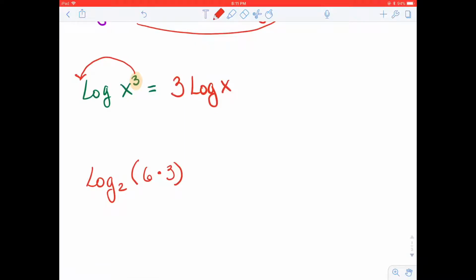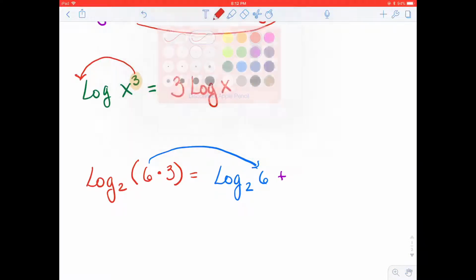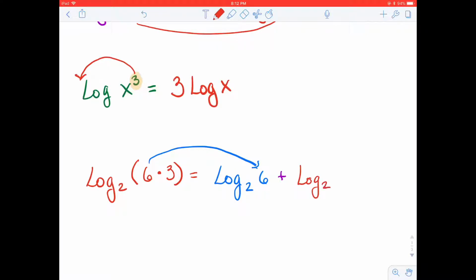So we're going to rewrite log 2. Bring over our 6. It's multiplied, so we add. So we're connecting it with addition. And we're going to bring over the 3. Log base 2 of 3. So pretty simple until we get some more complicated problems.